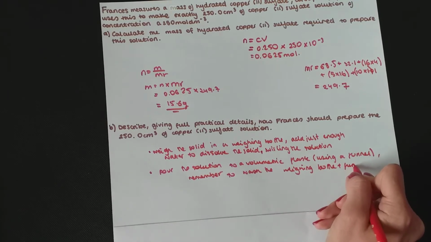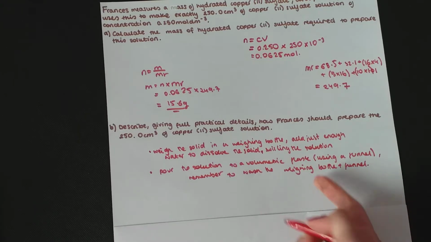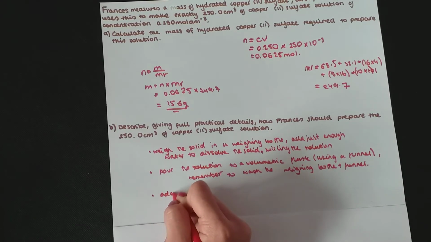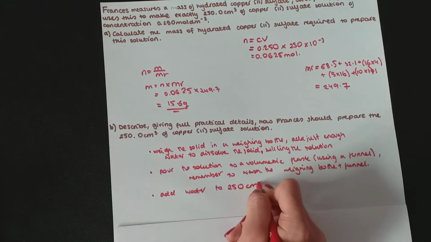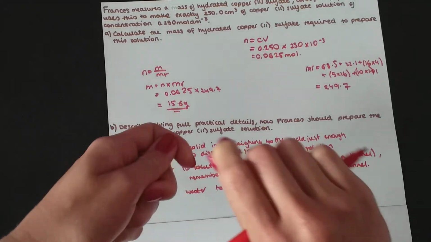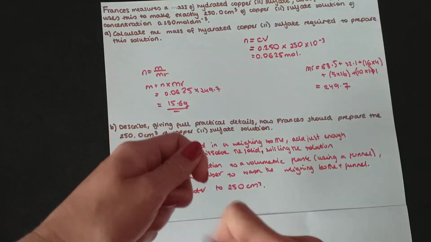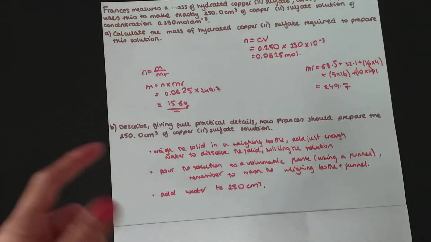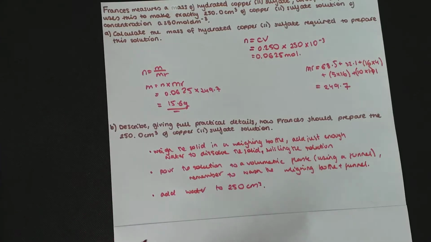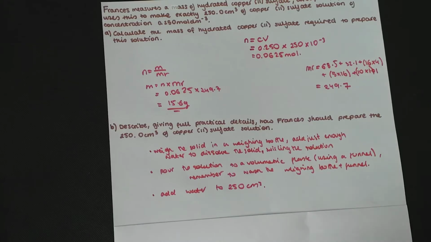And what I mean by wash is that you can add water, wash around the weighing bottle, swirl it again, and pour it through the funnel into the volumetric flask again, so that no product is lost whatsoever. And then you add water up to the graduation mark of 250 cm³, and that's the process.